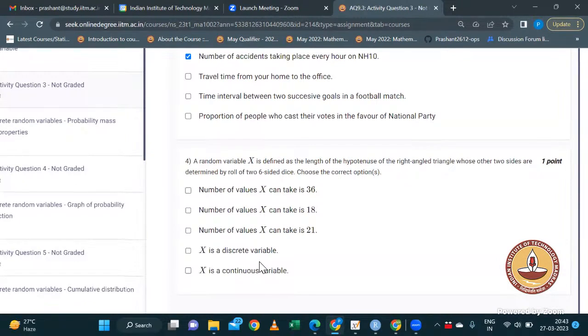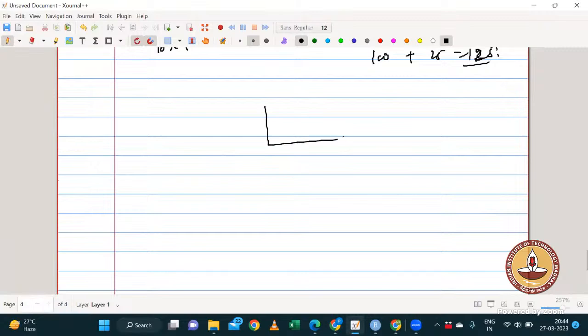What about question number 4? The number of values X can take is 21 and X is a discrete variable. Discrete. Okay. Is it okay for everyone? The next one is the length of the hypotenuse of a right angle triangle whose other 2 sides are determined by the roll of the 2 dice.